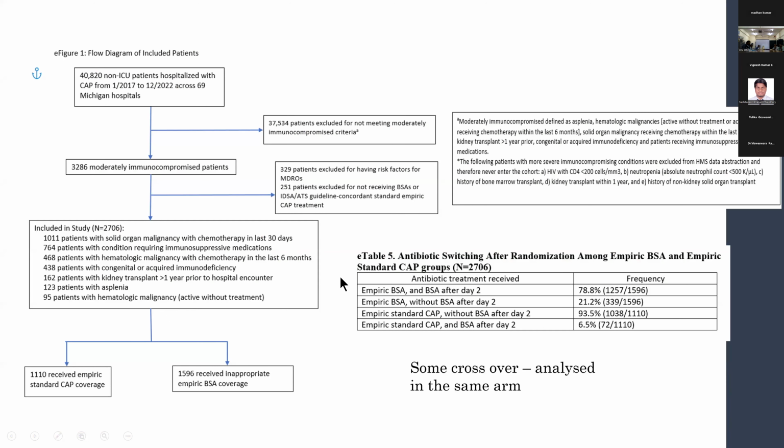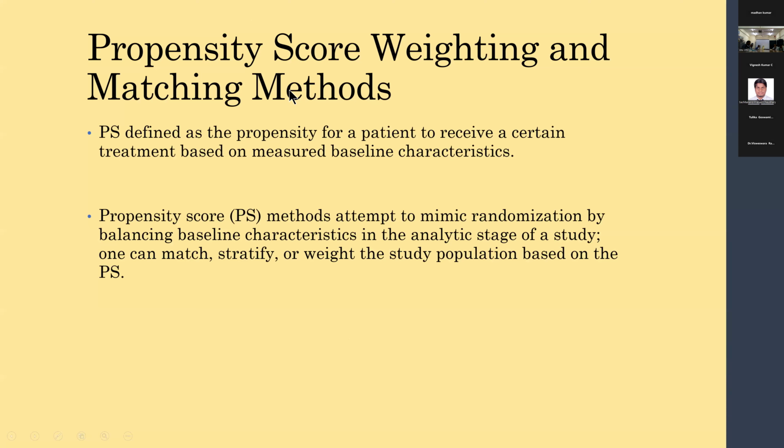The modeling method they had used here for emulation was a propensity score model. What does that mean? Propensity score weighting and matching methods. A propensity score is a score a patient receives on the probability of whether they will get a certain treatment, and that is based on the baseline characteristics and the covariates. The score method is a method to mimic randomization by balancing the baseline characteristics. You can do it in different ways. You can weight, stratify, or match.